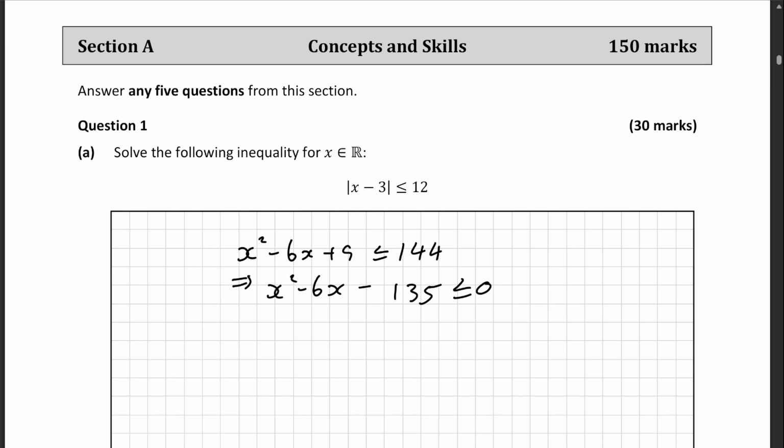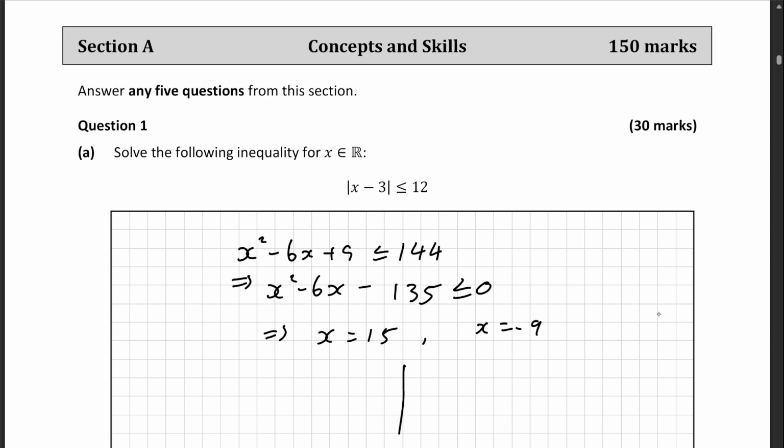So, what are we going to get here? So we get x equals 15, which makes sense. Well, these are the boundary points. So the boundary points are x equal to 15 and x equal to minus 9 as expected.